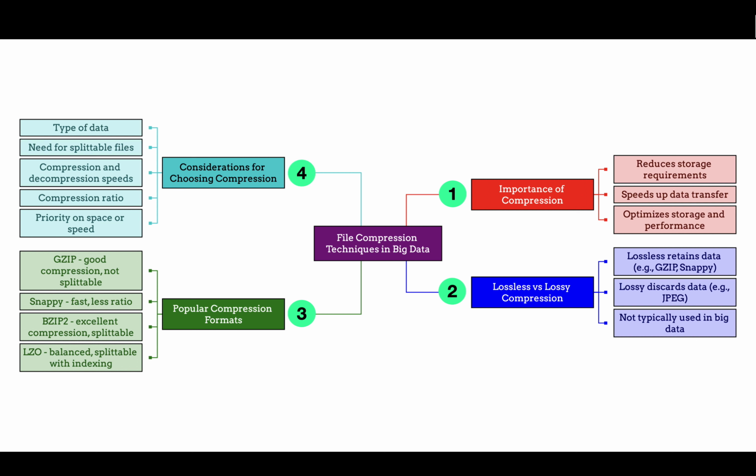4. Considerations for choosing compression. Factors include the type of data, the need for splittable files for parallel processing, compression and decompression speeds, and the compression ratio. The choice depends on whether the priority is on storage space, processing speed, or both.